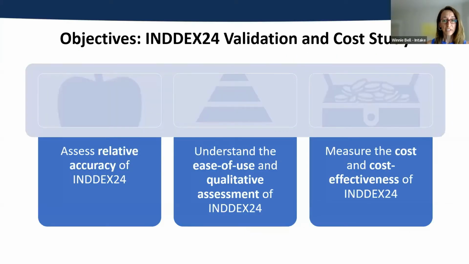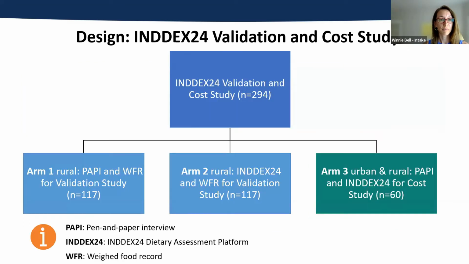So the main objectives here were, firstly, to assess the relative accuracy of Index 24 compared to pen and paper, using weighed food records as the benchmark. Secondly, to understand the impressions of Index 24 compared to pen and paper 24-hour recalls through focus group discussions and also cognitive debriefing with the respondents. And then thirdly, to assess the total and relative costs and cost effectiveness of Index 24 compared to using pen and paper for a 24-hour recall.